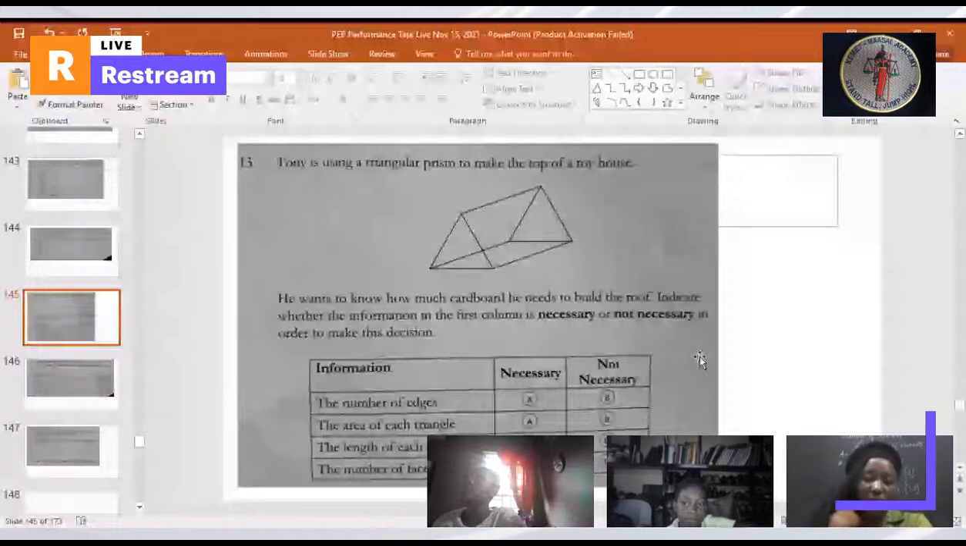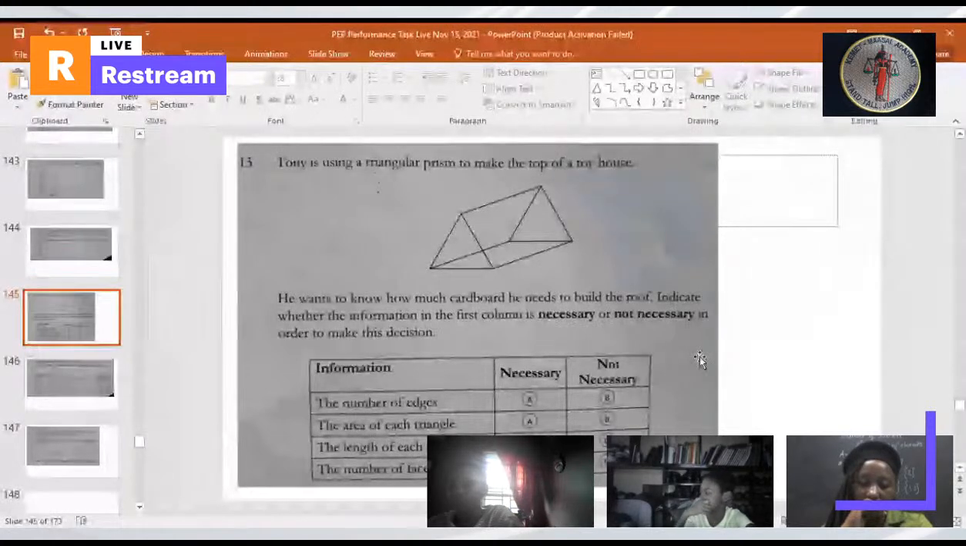All right, so if the roof is like that triangular prism, and Tony wants to know how much cardboard he needs to make the roof, would he need to know the number of edges? Actually, he does, miss. He needs to know the area of each triangle. Oh yes, miss, you would need to know the area and the length of the triangle.